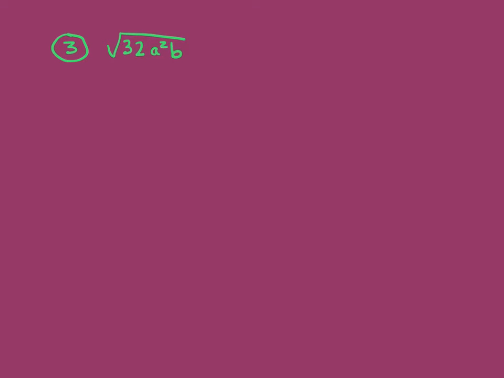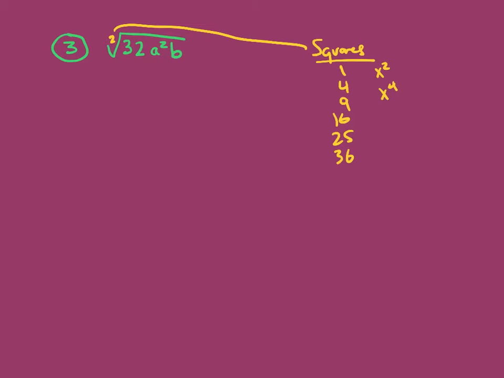Number 3, square root of 32a squared b. Index here, if it's not written, it's 2. So we're going to be looking for squares in order to simplify this. So hopefully you've got your squares list that you can reference while you're doing this. So 1 squared, 2 squared, 3 squared, 4 squared, 5 squared, 6 squared, and then you've got x squared, x to the 4th, x to the 6th, and then so on.